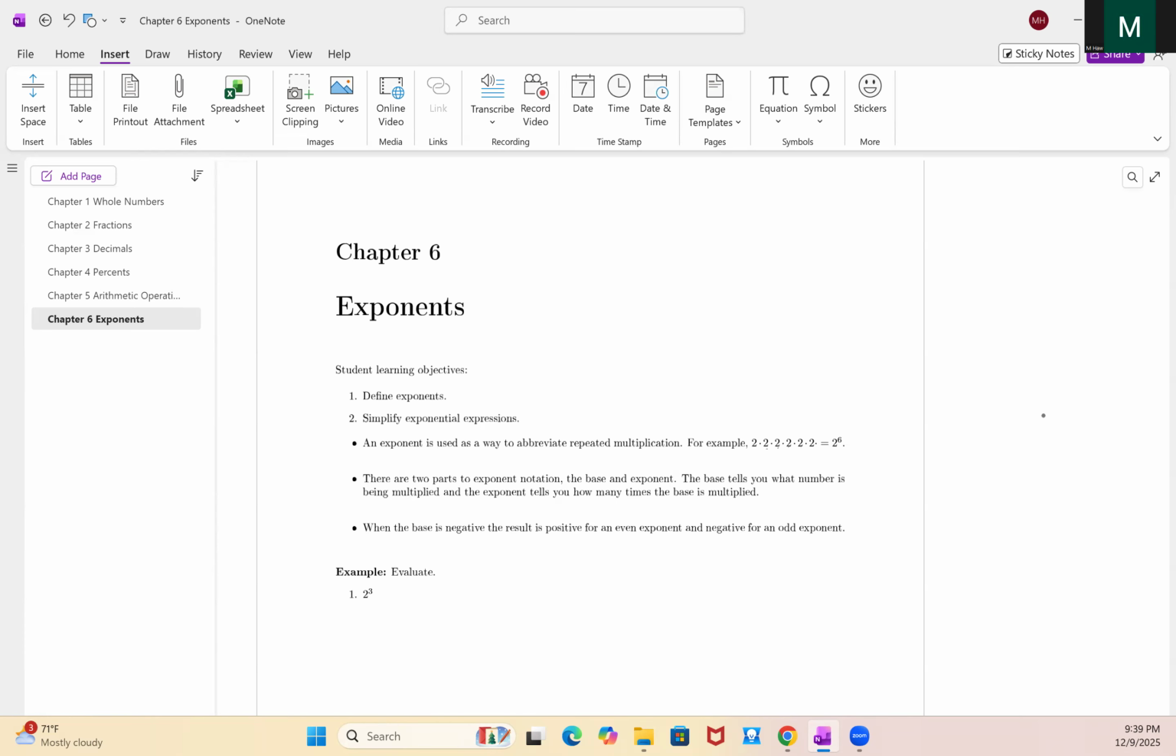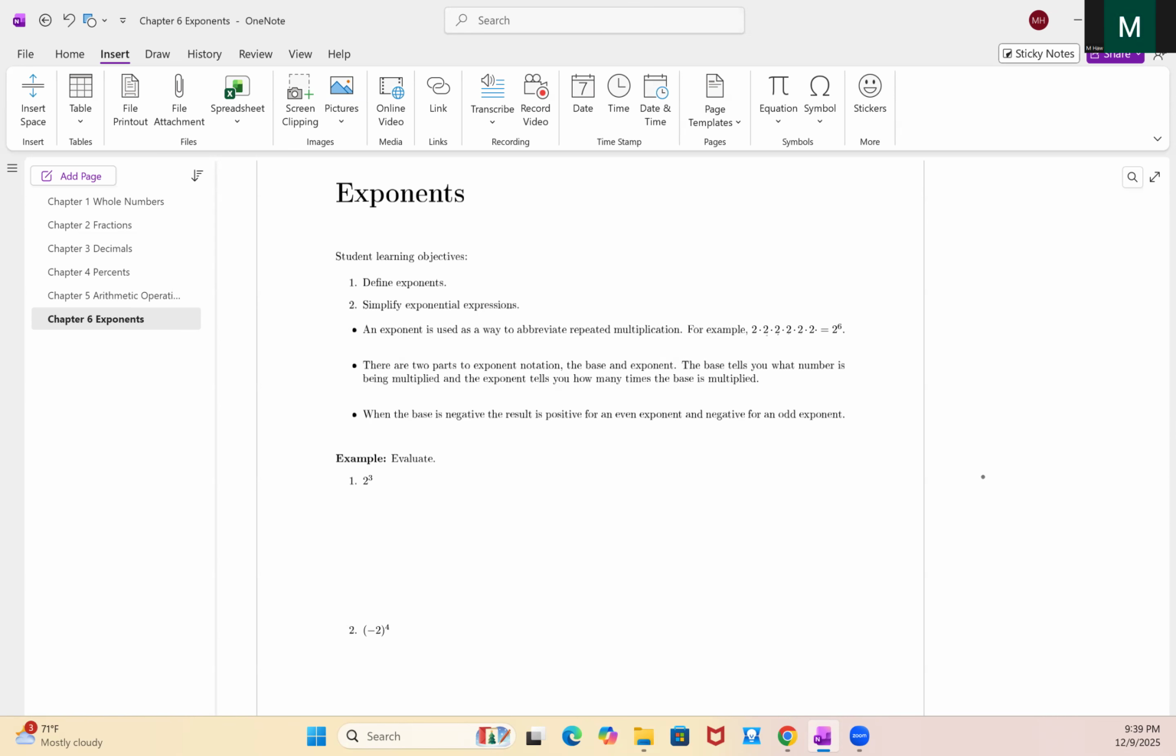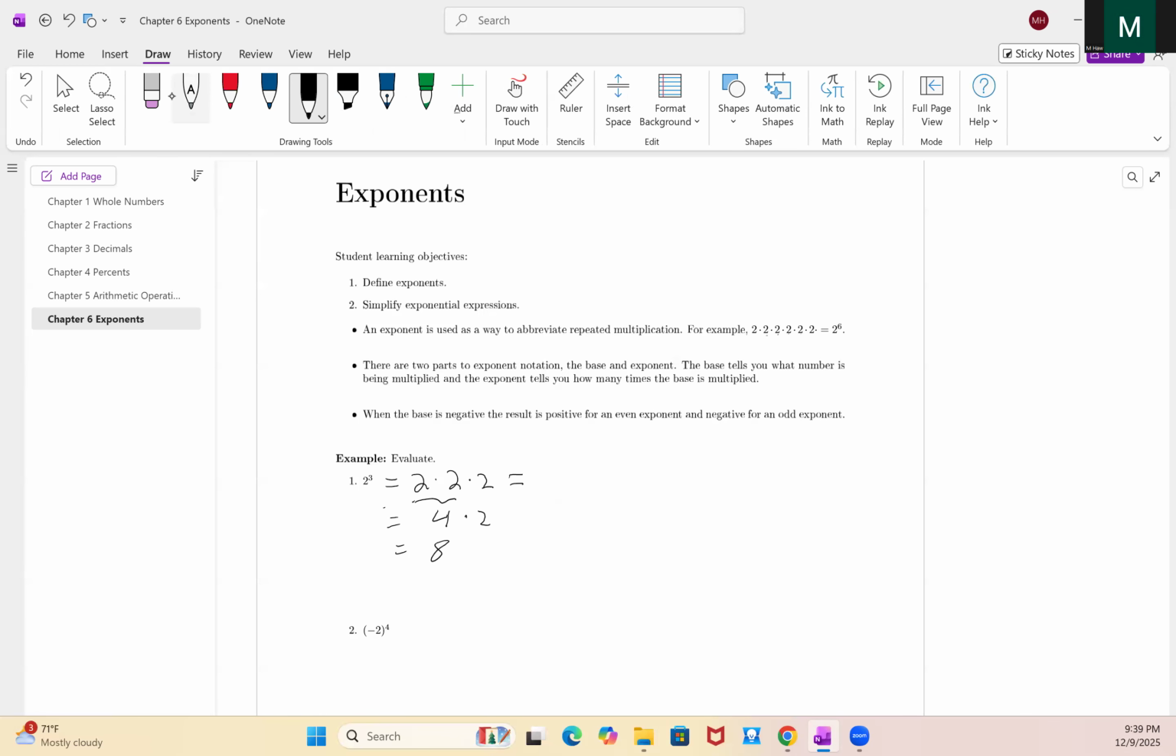When the base is negative, the result is positive for an even exponent and negative for an odd exponent. So let's evaluate. 2 to the power of 3 means 2 occurs as a factor 3 times. That means we multiply 2 times 2 times 2. 2 times 2 is 4, and then we have times 2, and 4 times 2 is 8. So 2 cubed is equal to 8.